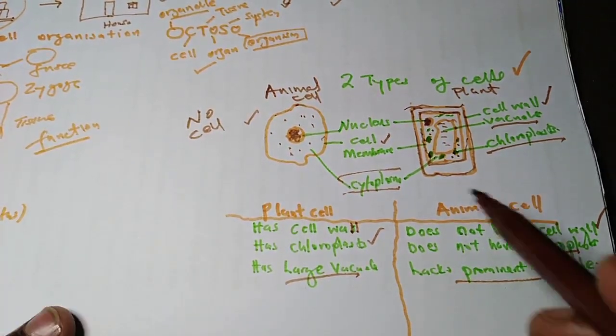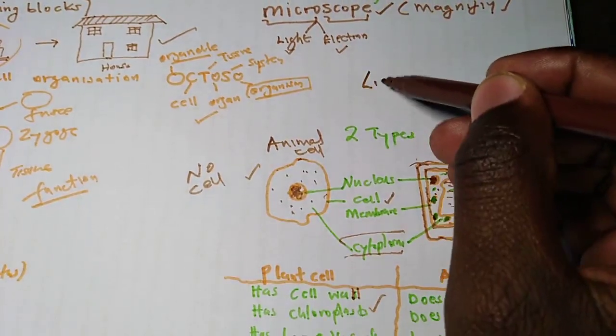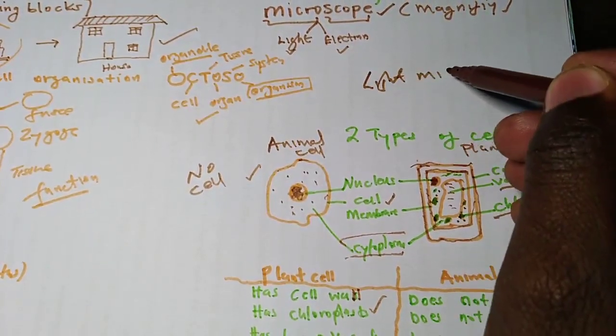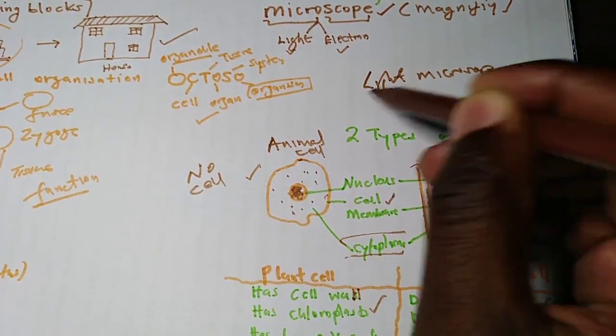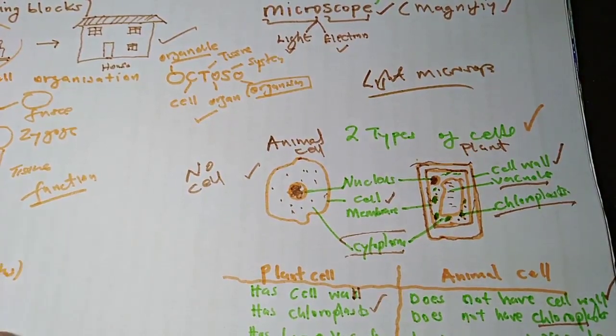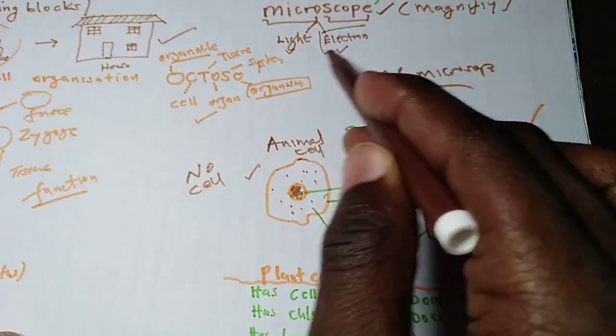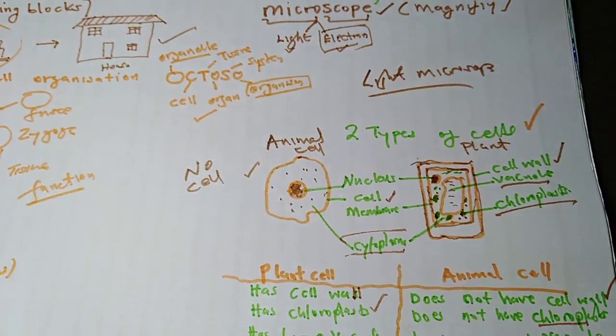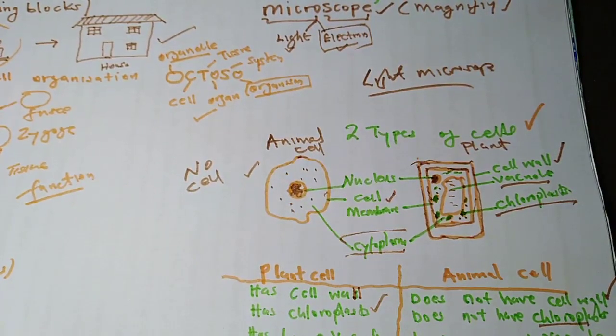So when you use a light microscope, this is what you should be able to see at least. But when we use an electron microscope, we can even see the finer structure. We can see many more organelles, such as the mitochondria, and we can see organelles such as the ribosomes, and many more.